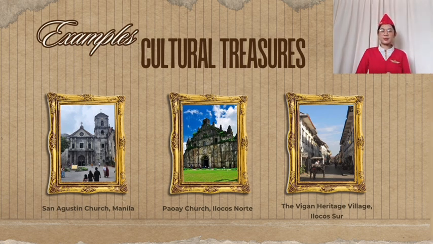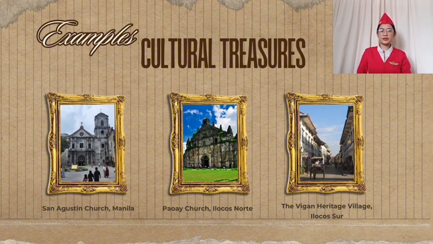Our second example is Paoay Church, also known as the San Agustin Church in Ilocos Norte. Its history: it was built between 1704 and 1710. This church is noted for its unique architecture characterized by massive buttresses and elaborate facades. It was designated a UNESCO World Heritage Site in 1993. The church was built to withstand earthquakes and features intricate carvings that tell stories from the Bible.